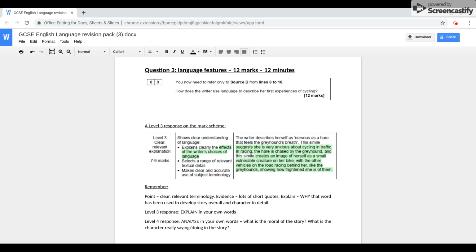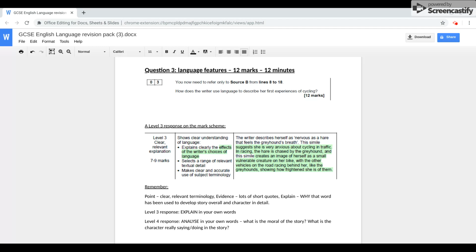And remember your mark scheme: your job is to be clear and relevant for level 3. That's your passing mark overall. So your point should be your use of terminology. Your evidence, lots of short quotes. Remember with quotes that you don't need to write lots of text. Keep the quotes quite short, but try to use numerous ones. And then focus heavily on your explanations. Why has that word been chosen when the writer could have chosen another word to explain their feelings on the subject? So what's the importance and the power of the word that has been chosen to explore in the text? How does it get their opinion across? How does it talk about the subject of the text and in the source itself?